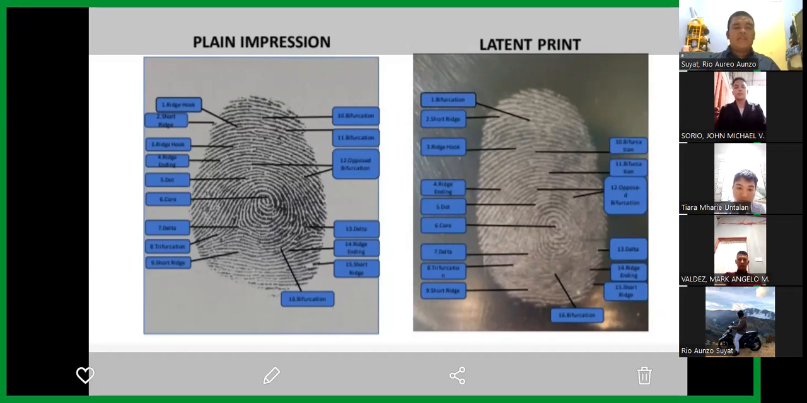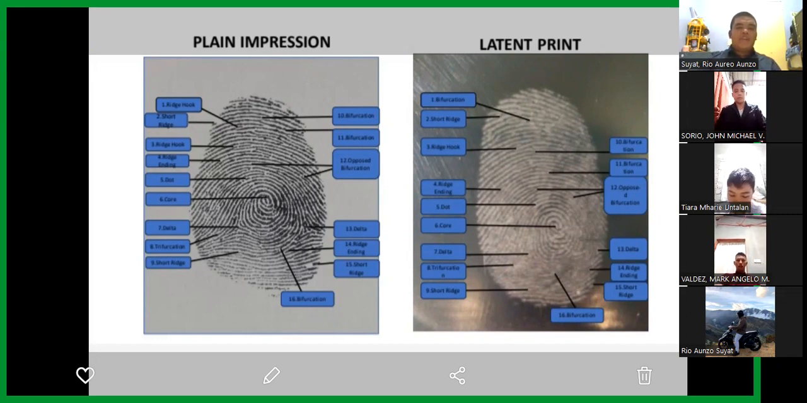And number 7 is delta. The delta is that point on the ridge at or in front of nearest the center of the divergence of the type lines. As we can see in the presentation, number 7 is the delta. Next is trifurcation, the point at which one friction ridge divides into 3 friction ridges.